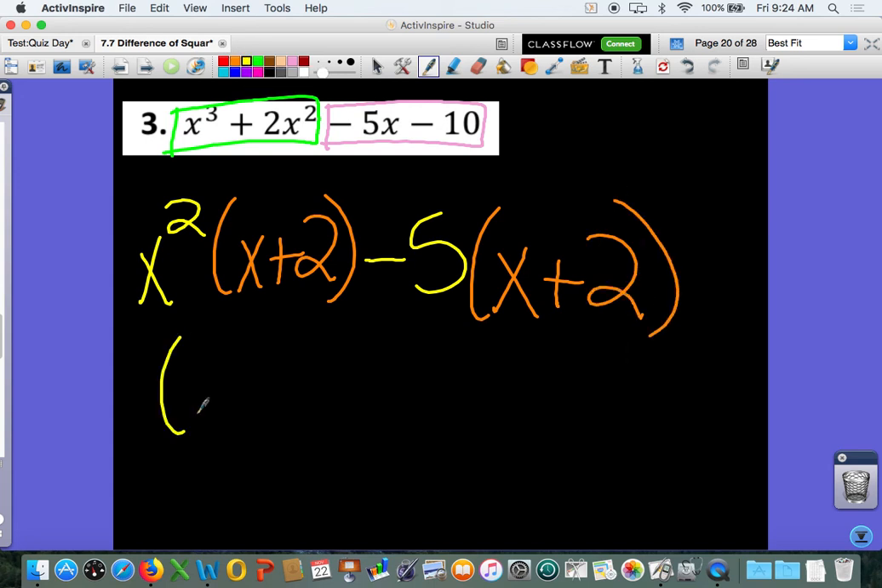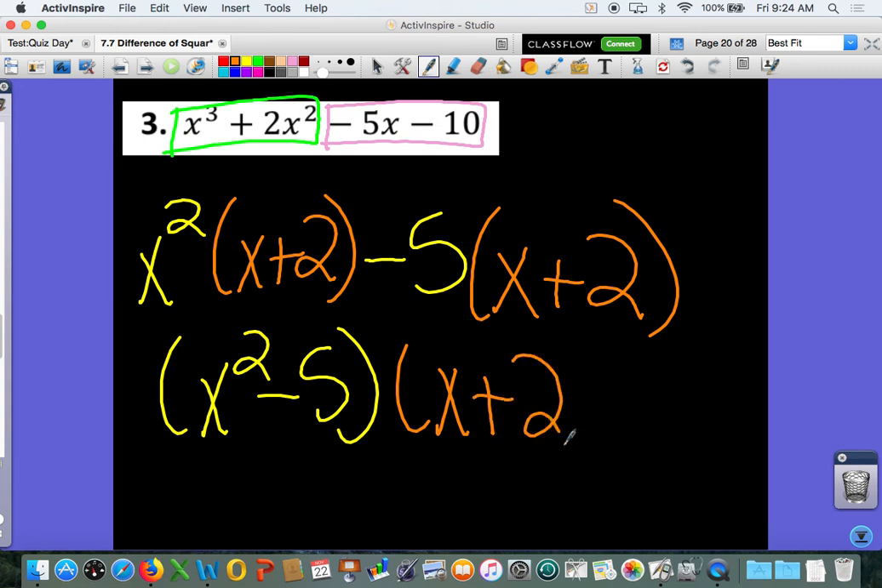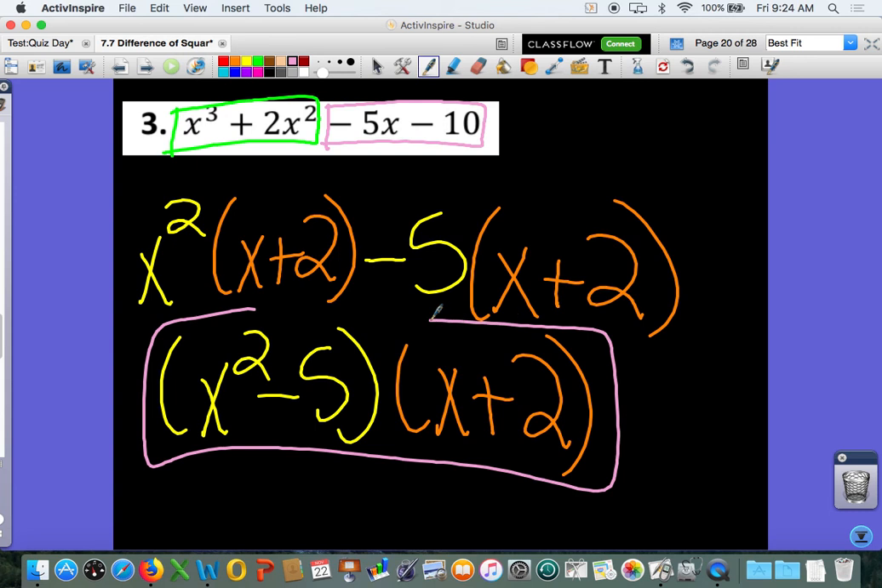So now we pull down x squared minus 5, and we pull down x plus 2. Excellent. And just a reminder, this is your answer. You are good. You don't have to FOIL it out. FOILing it out helps you to check it if you're unsure. But if you're in a rush, this is your answer. You are done.